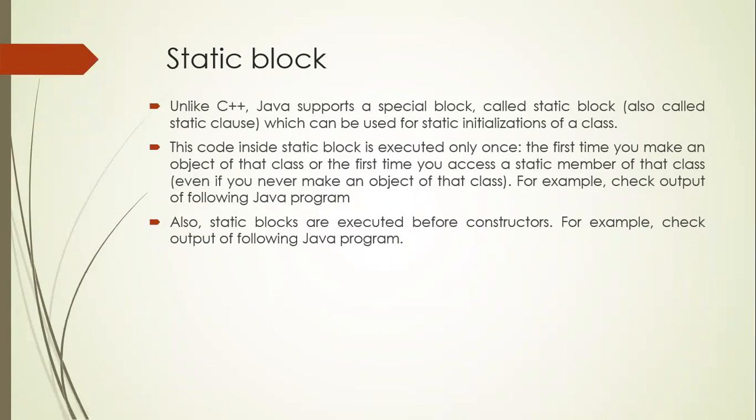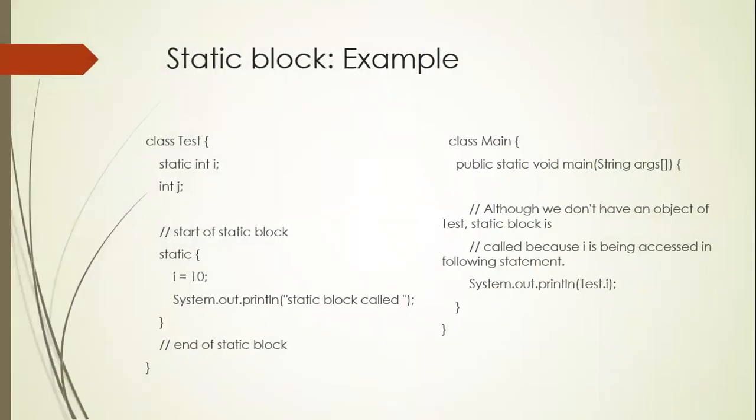So for example, we'll see one example. Also, static blocks are executed before the constructors. Let's go ahead with the example. You see here, there is a class called TestClass. We have one static variable i and another instance variable j. We have created one static block here, and this block consists of i = 10, because as it is a static block, you can assign values to the static variables.